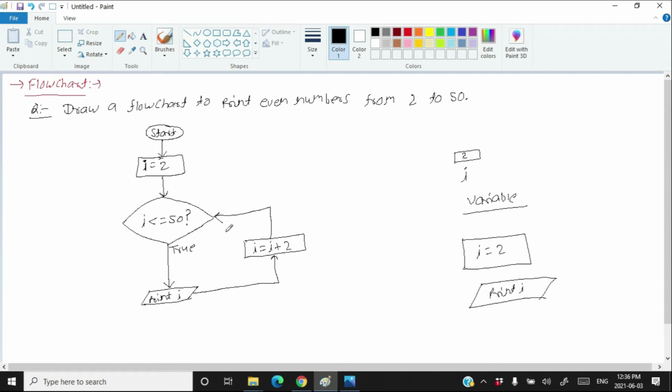You keep on doing it until your I is not greater than 50. And when your I is greater than 50, this box will result false. And when this box results false, you should stop the algorithm. Hopefully you are getting it. That is how we have drawn a flowchart to print even numbers from 2 to 50. And a flowchart is a pictorial representation of an algorithm.